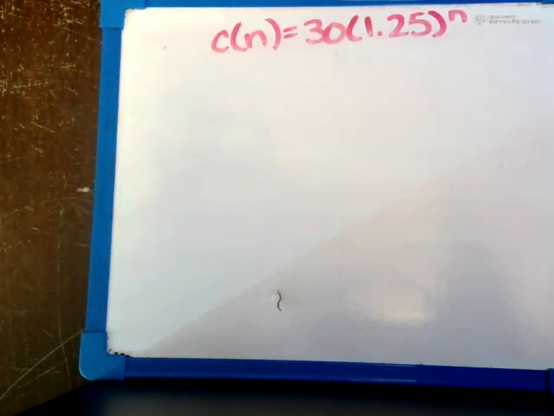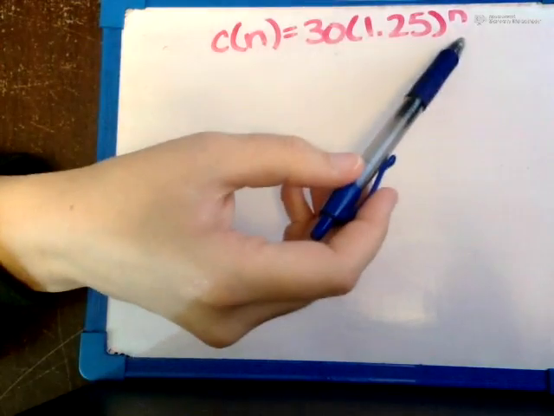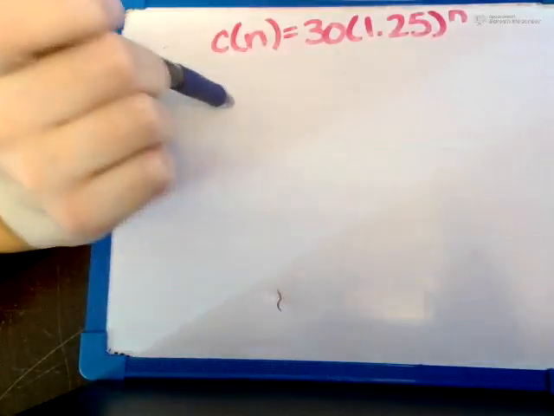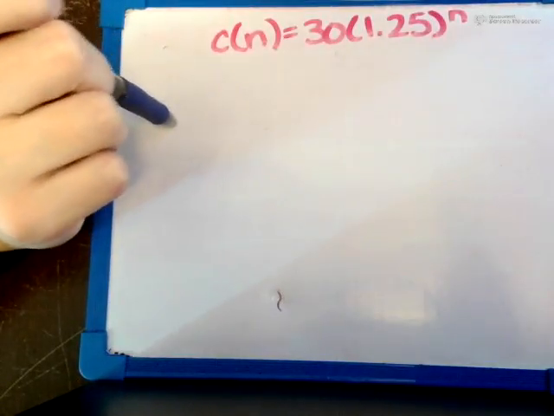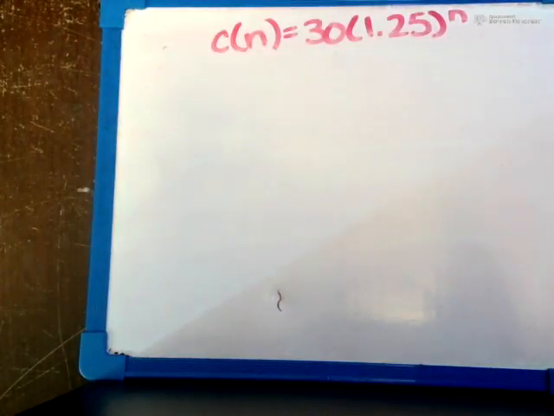The last statement is the n values include all real numbers. So n is the number of years. Does that include all real numbers? That is false because we are only looking at the years from 2010 on.